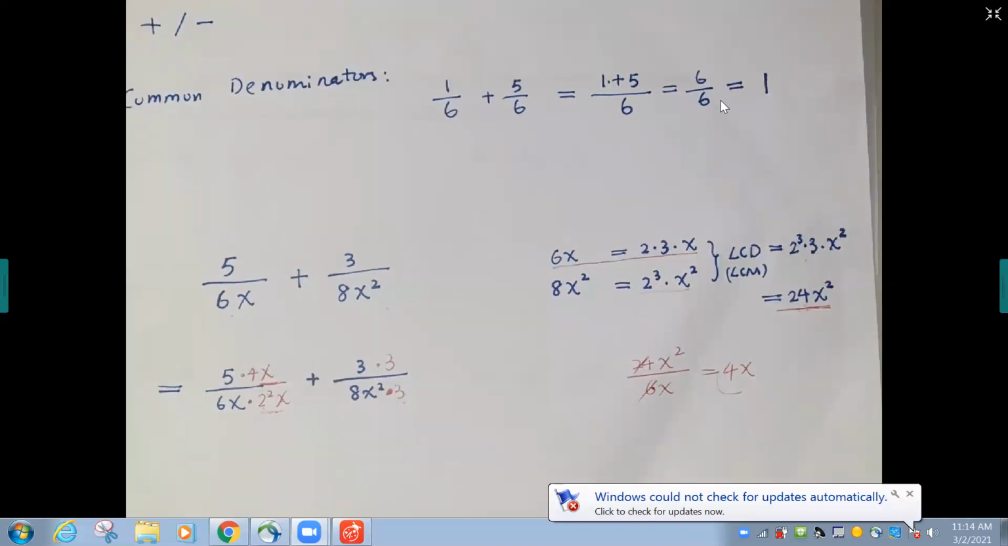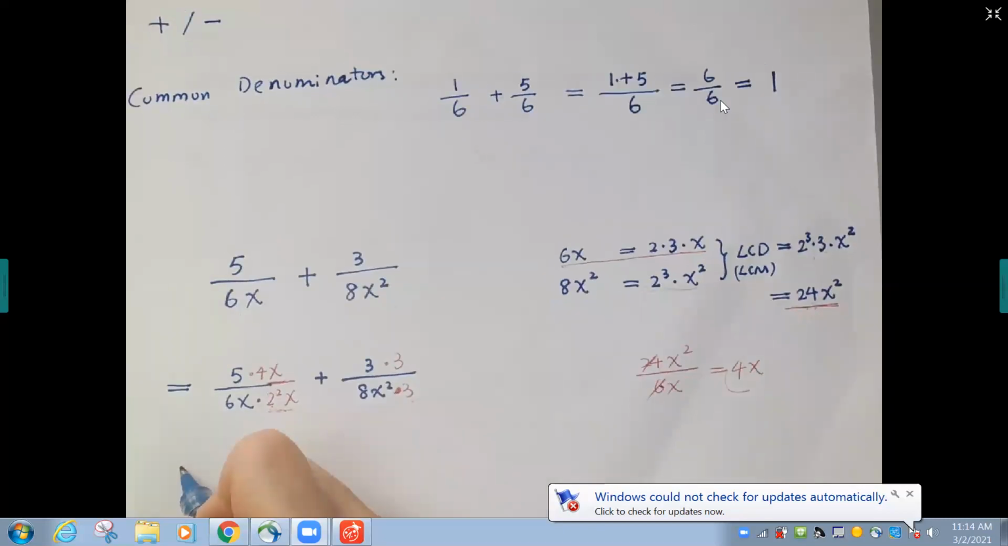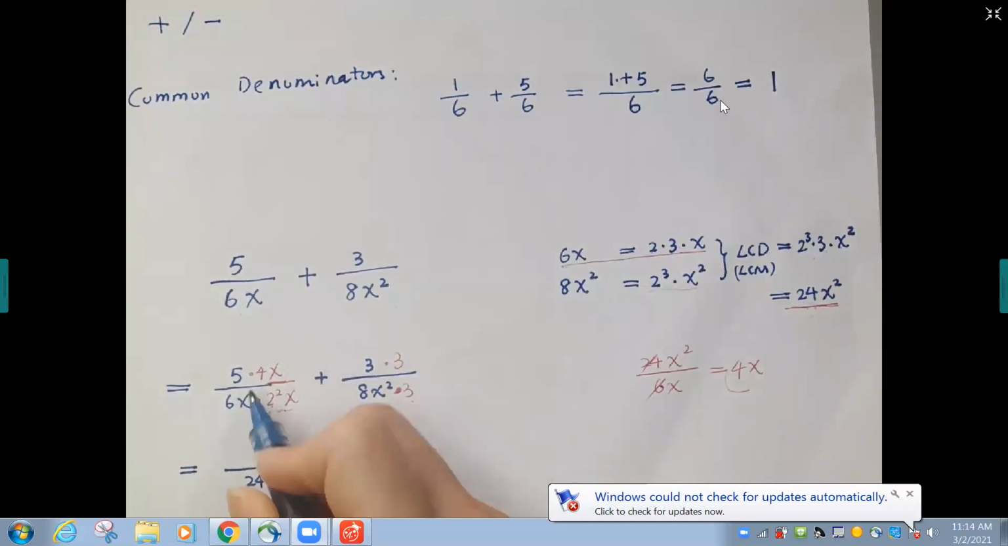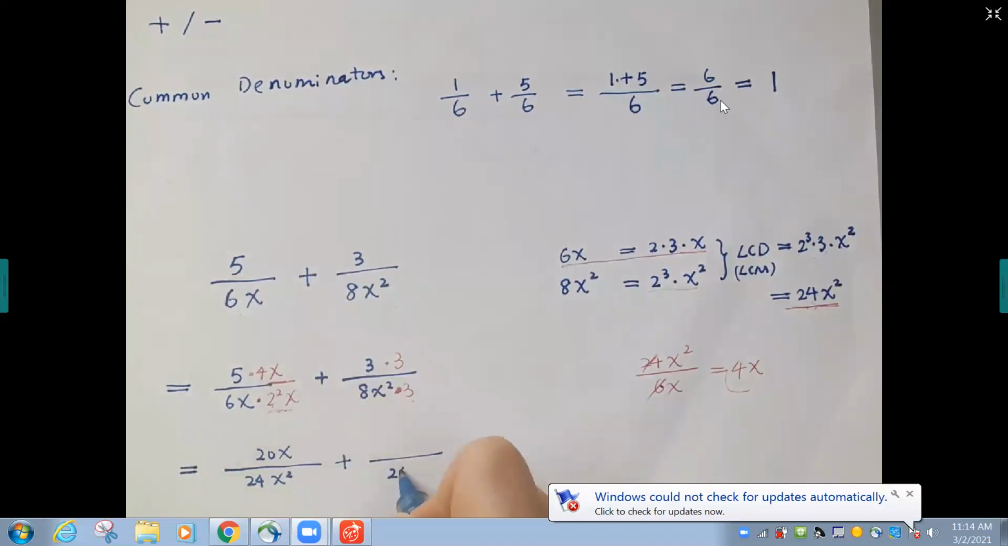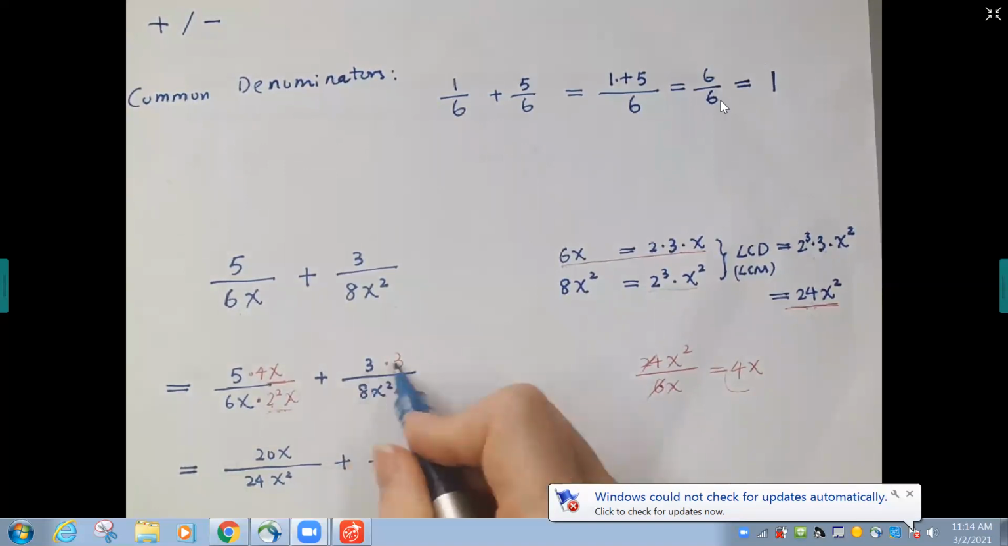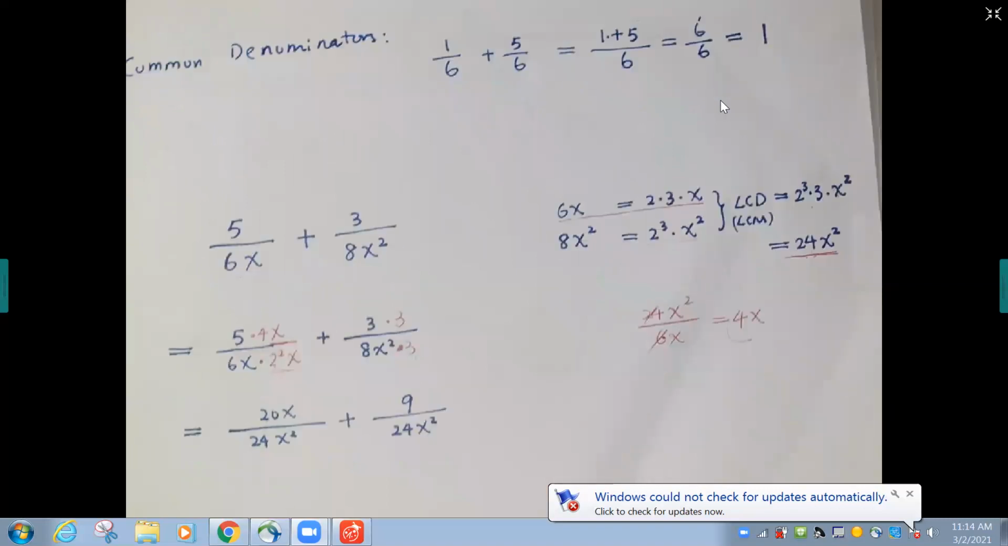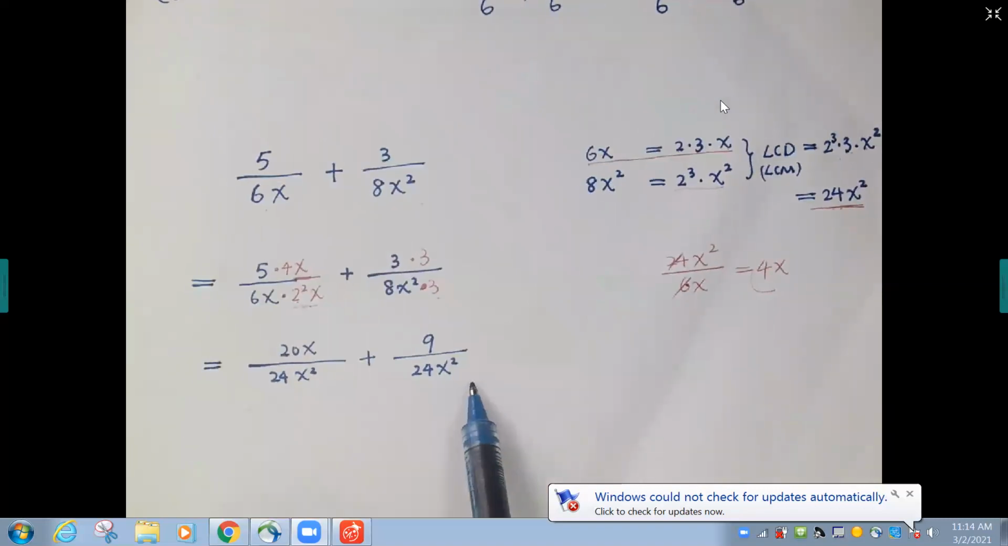So what we have now, we'll multiply those two. This will be 20x squared, and the numerator is 20x. And then plus 24x squared, 3 times 3, that's 9. Now I have a new problem. I'm adding 2 rational expressions.